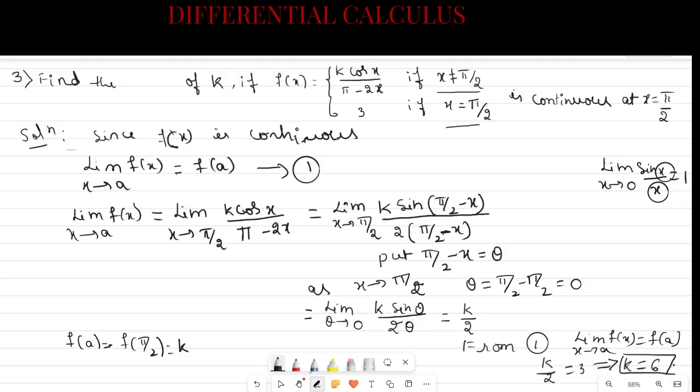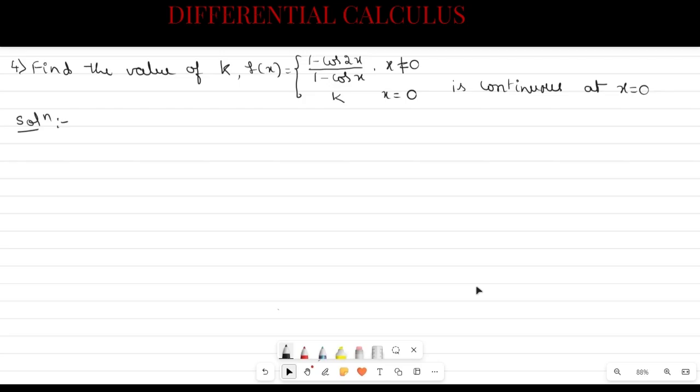So this is the k value. I think you have understood the question properly. I will move to the next question. Now I will move to the fourth question.